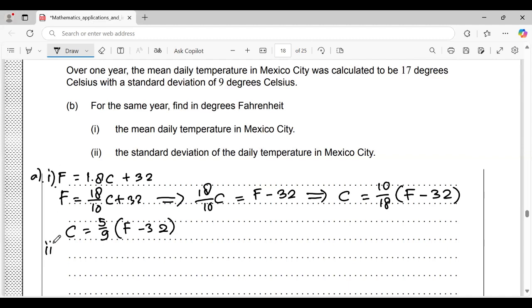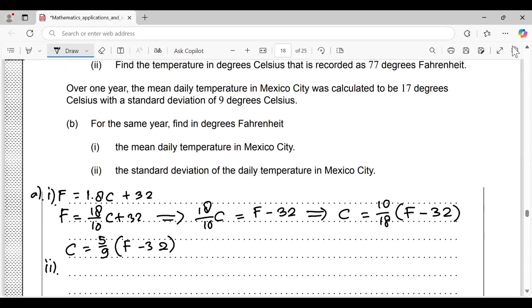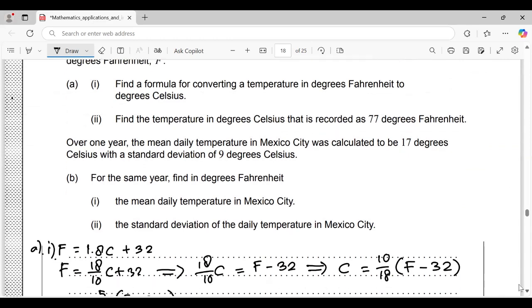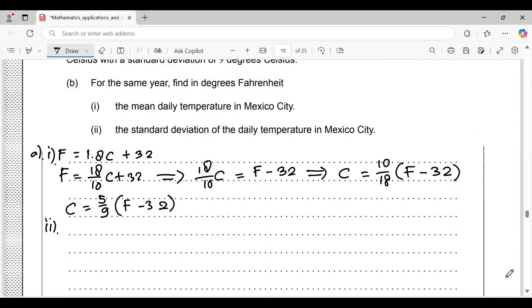Part 2. Find the temperature in degrees Celsius that is recorded as 77 degrees Fahrenheit. We substitute 77 in this formula: C equals 5 over 9 times (77 minus 32). If you calculate, the result is 25.